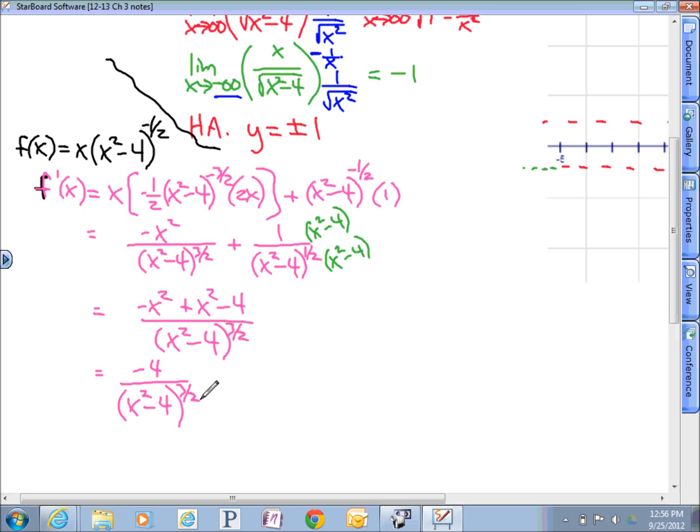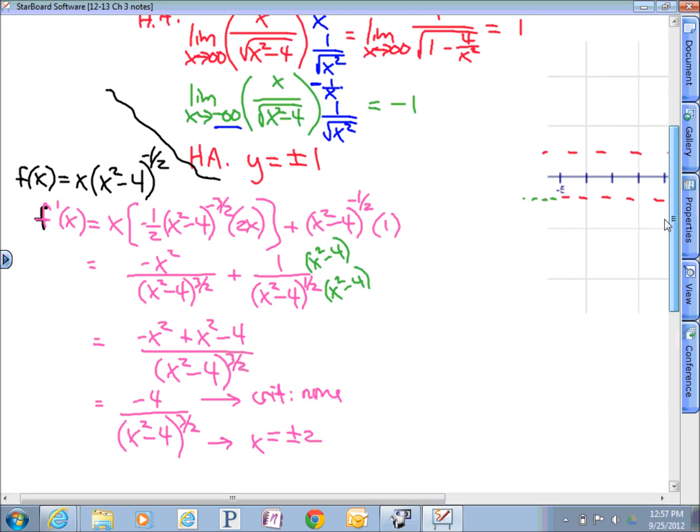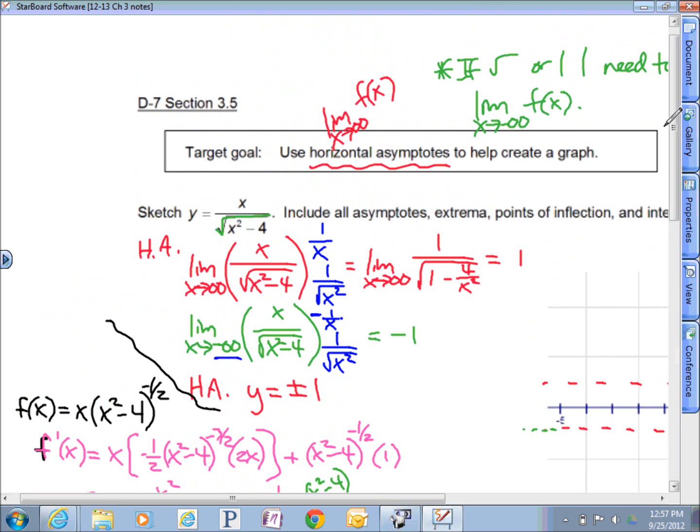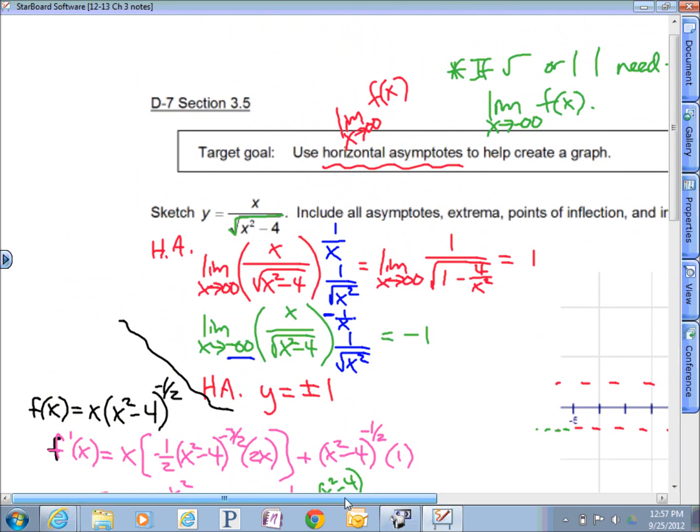So what are we going to know about this? Critical numbers. From my numerator, I'll have none. From my denominator, I'll get x equals plus and minus 2. But you know what we forgot to do in the beginning of this problem? We should have looked at vertical asymptotes while we were at it. So if we come back up and look at this thing, I've got a little bit of space over here that I can do this.